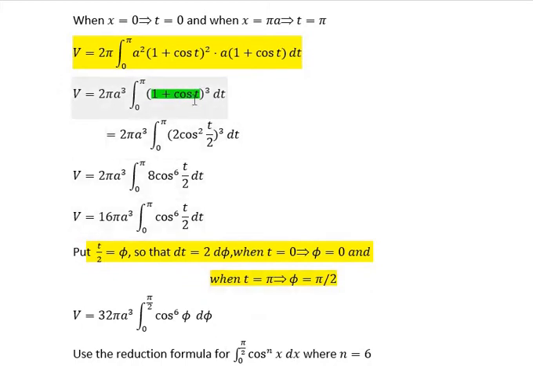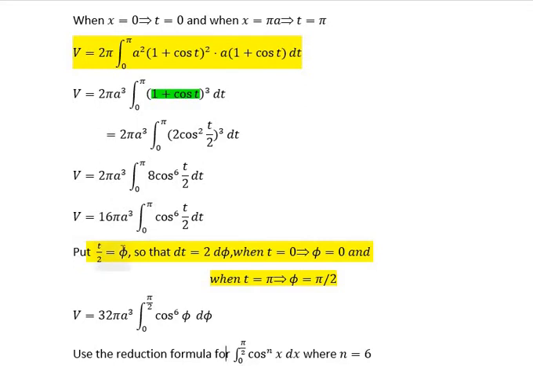Now 1 plus cos t is converted into half angle by using the trigonometric identity, 2 cos square t by 2, whole cube. Now simplifying this, we get 8 cos to the power of 6 of t by 2 dt. And further simplifying, V is equal to 16π a cube integral 0 to π of cos to the power of 6 t by 2 dt. Now put t by 2 is equal to θ. When t by 2 is equal to θ, dt becomes, just differentiating this, 2 dθ. When t is equal to 0, the first limit, θ also becomes 0.